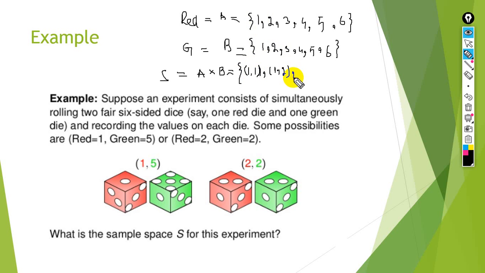Next, 1 and 3. So we will write 1 and 3. These are the possibilities. Next, 1 and 4. So these will be 1 and 4. Next we have 1 and 5. Then we will have 1 and 6. So now the turn of 1 has been finished.